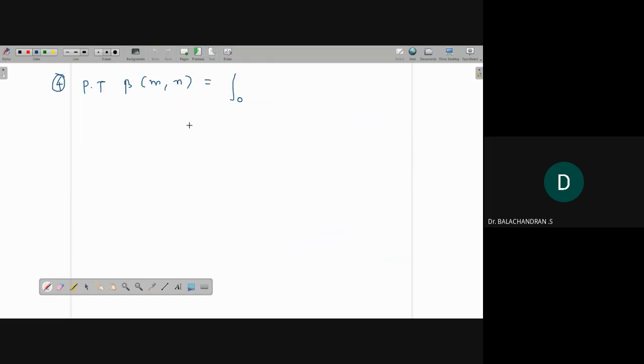Okay. So next problem, prove that beta of m comma n equal to integral 0 to 1 of x power n minus 1 plus x power m minus 1, divided by 1 plus x whole power m plus n, into dx.